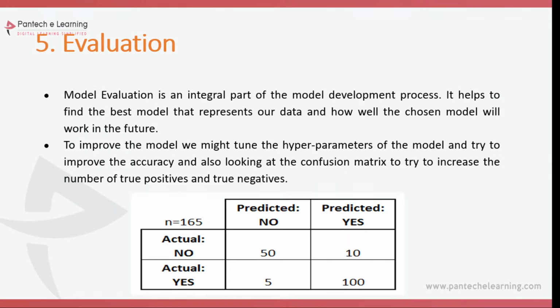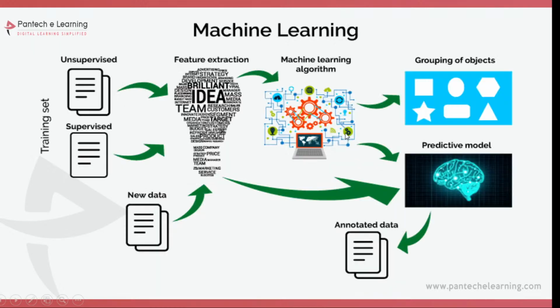Evaluation. Model evaluation is an integral part of the model development process. It helps to find the best model that represents our data and how well the chosen model will work in the future. To improve the model, we might tune the hyperparameters of the model and try to improve the accuracy, and also look at the confusion matrix to try to increase the number of true positive or true negative values. Here you can see the confusion matrix is nothing but how many are predicted as no, how many are predicted as yes, and what the actual no and yes conditions are for the given input.